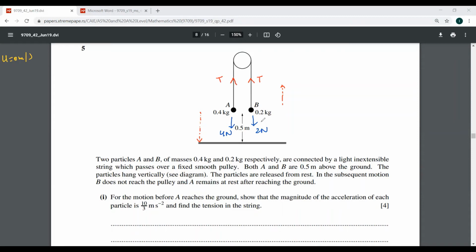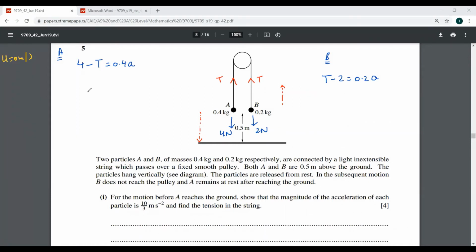Now, this is one of the easiest questions that you can have on the connected particles, because you typically have two equations here. Particle A is going downward. So using F equal to ma, you say, okay, this is going to be 4 minus T. That is from the particle A. 4 minus T, that is equal to 0.4 A. Okay. And from the particle B, this is going upward. So the upward force is T and the downward force is 2. And that is equal to 0.2 A. So these are the two equations. You solve them simultaneously. You will get both the acceleration and the tension here.